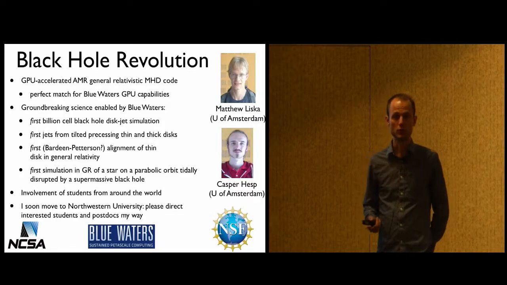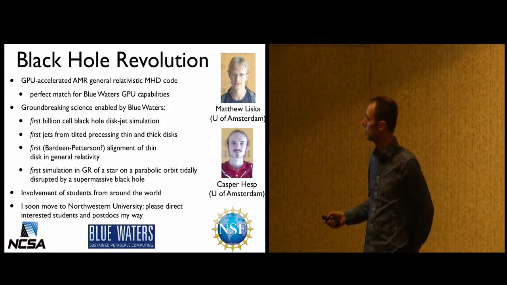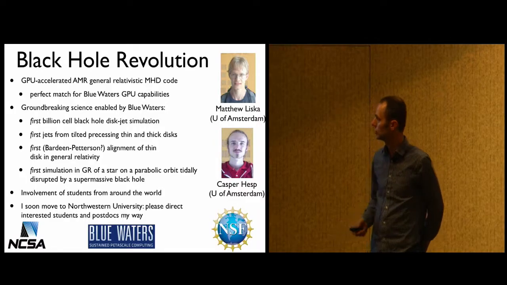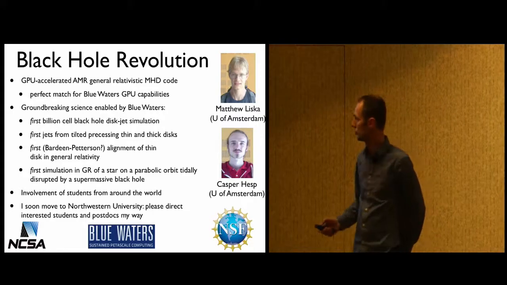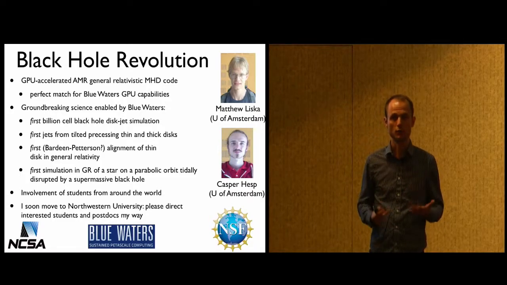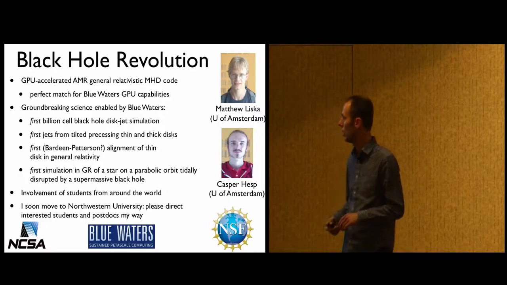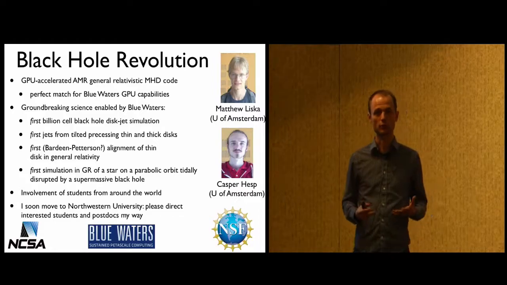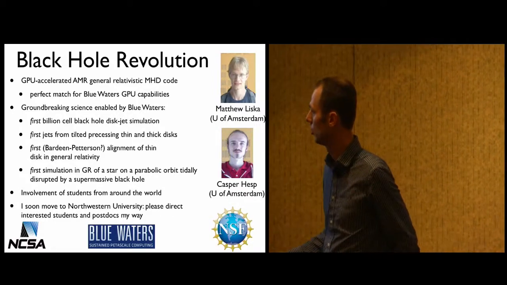We were able to see the formation of jets from tilted disks for the first time that were following the precession of the disk, both in thin and thick limits. We perhaps have seen for the first time the evidence for Bardeen-Petterson alignment of thin disks in general relativity. We are able to simulate for the first time a parabolic encounter between a star and a black hole for realistic black hole mass. It's easier to simulate it for small black holes. We, for the first time, did it for a realistically big black hole.